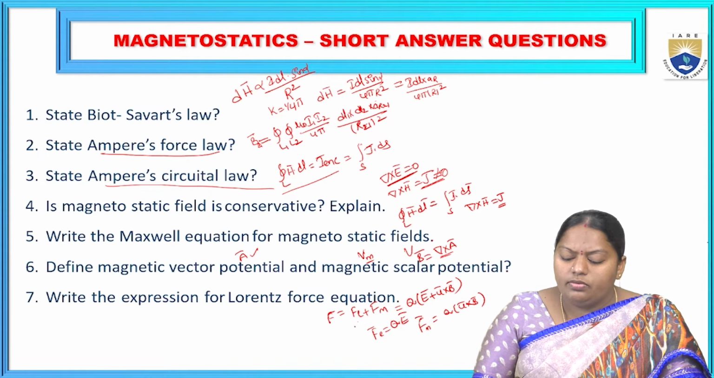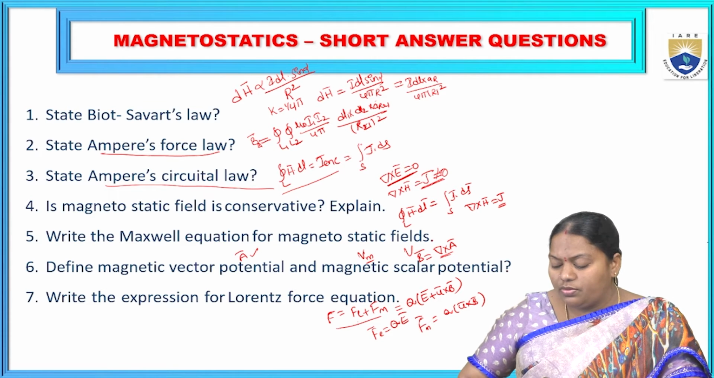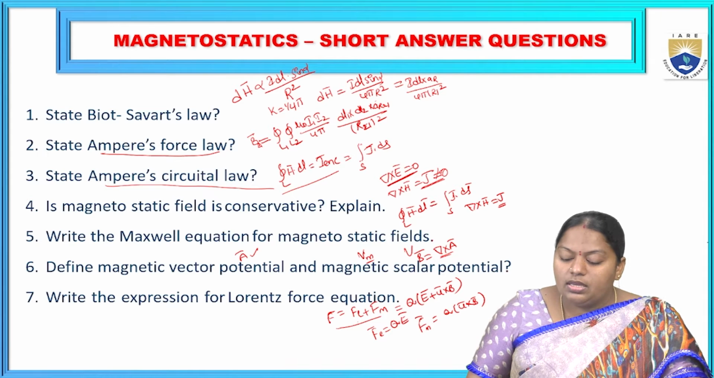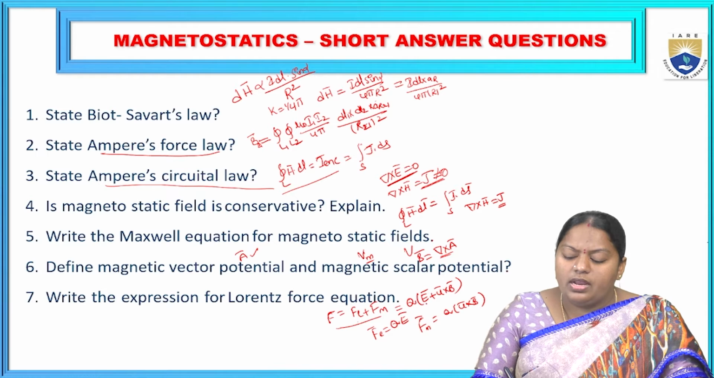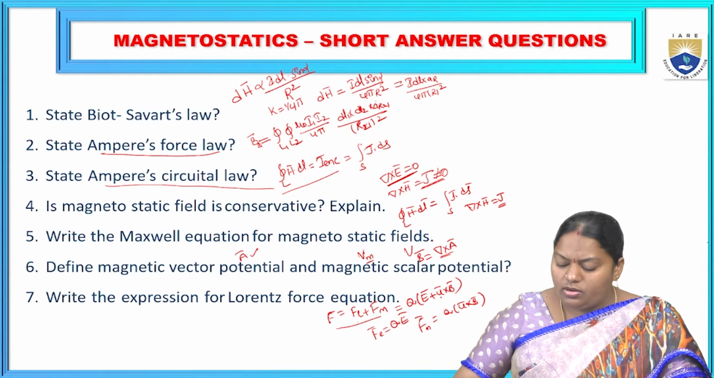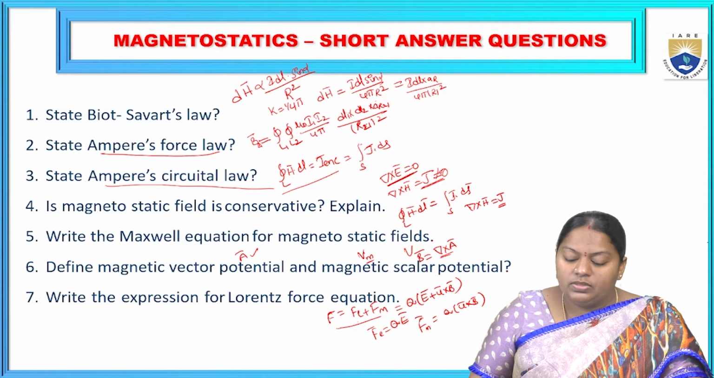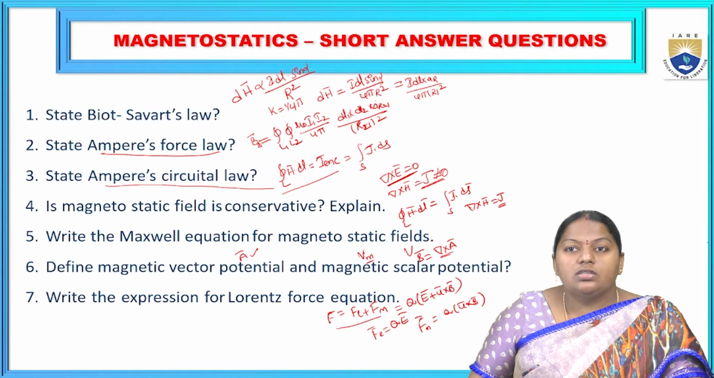Then the Lorentz force equation, by combining the electric force and the magnetic force, becomes F equal to Fe plus Fm, that is Q into E plus U bar cross B bar, where Q is the charge, E bar is the applied electric field, U bar is the velocity of the electron, and B bar is the magnetic flux density. So the force due to electric as well as magnetic fields is the Lorentz force equation, given by Q into (E bar plus U bar cross B bar).